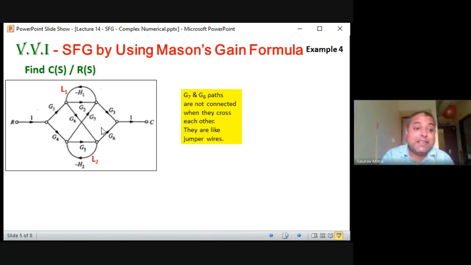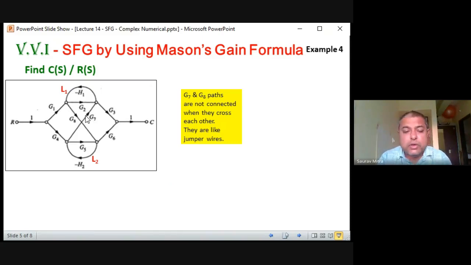The second thing is this diagonal I have connected and given the name G7, and this diagonal I have connected and given the name G8. The main thing you will find is that in the previous system there were only two forward paths. As you have connected this, the number of forward paths will be 6. So there will be 6 forward paths now.